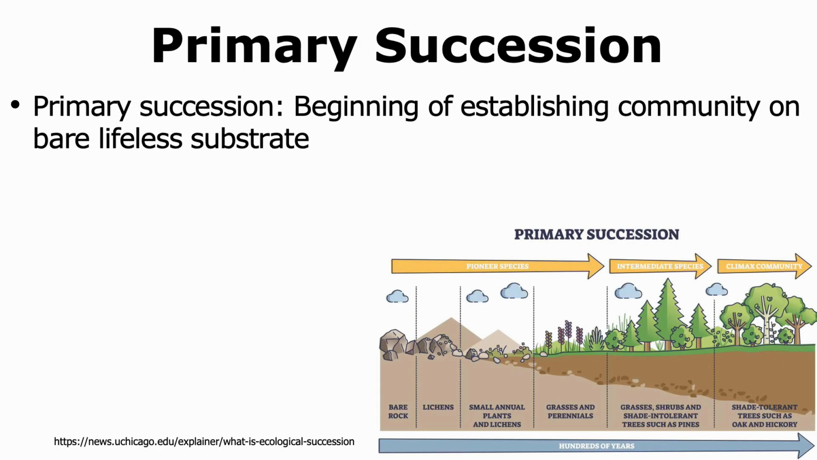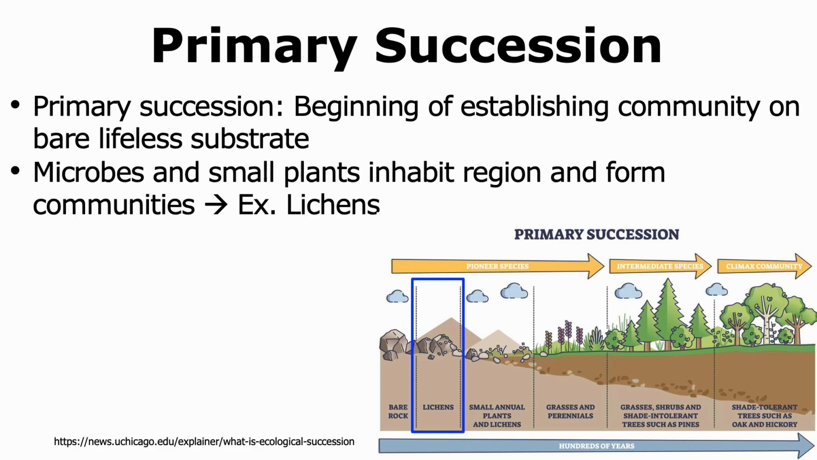Primary succession involves the establishment of a community on a bare and lifeless substrate. It usually begins when microbes and small plants, which are simpler organisms and do not require soil, start inhabiting a region that, let's say, has rock. They form communities and hence start making changes to the environment.